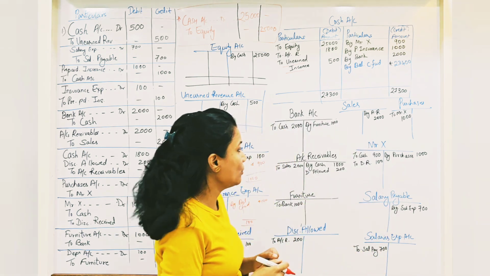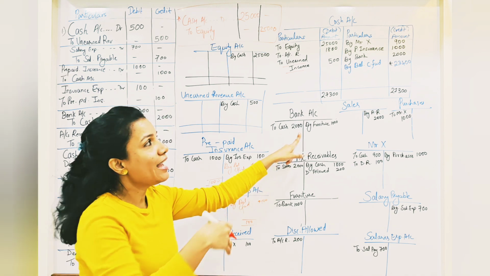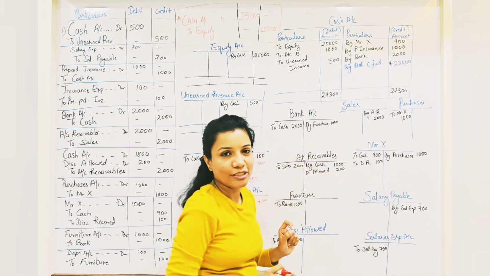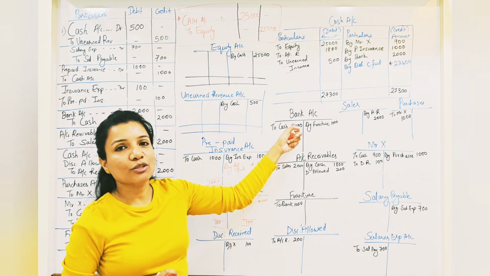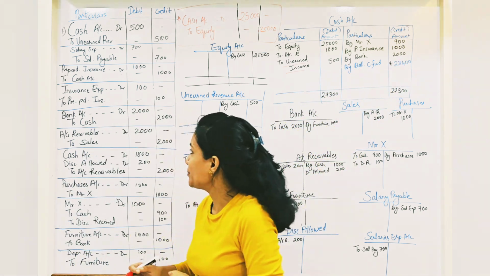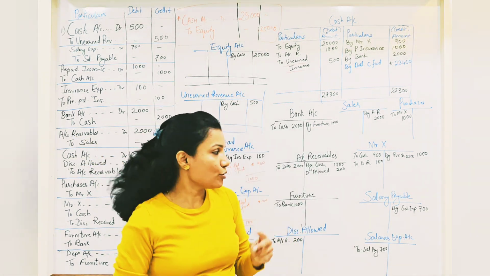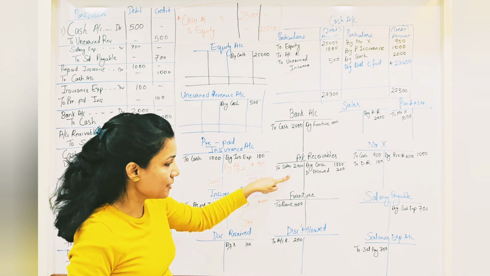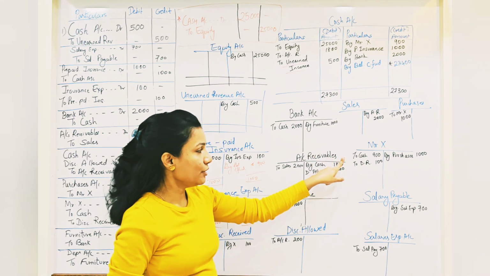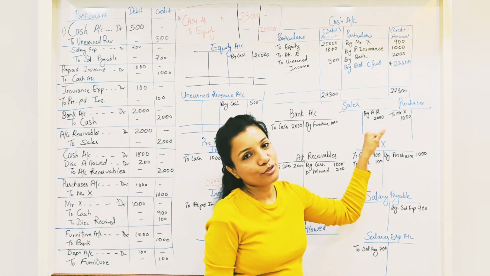So where's the bank account? Bank account debit to cash 2000, and for cash it will be by bank 2000. Bank account was debited with 2000 cash, credited again here with 2000 to bank. Next one, accounts receivable 2000 to sales. Two accounts to be prepared, accounts receivables and sales. So accounts receivables account debit to sales 2000, by accounts receivables 2000.